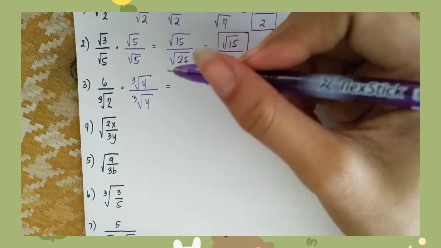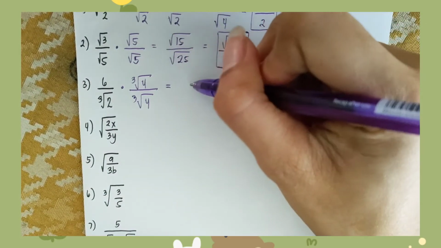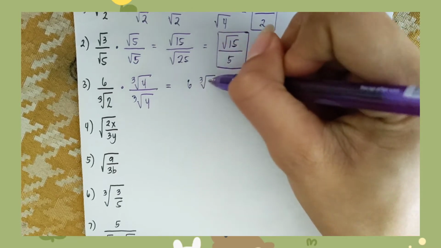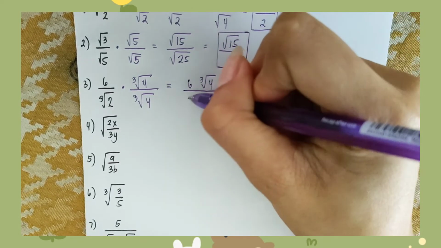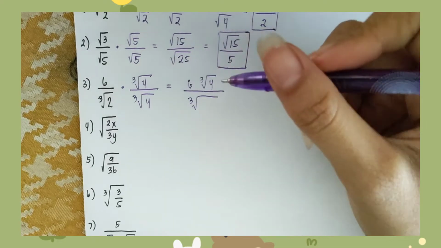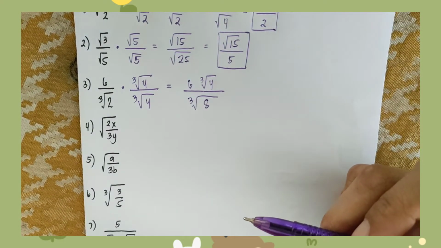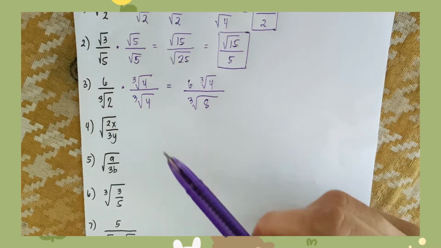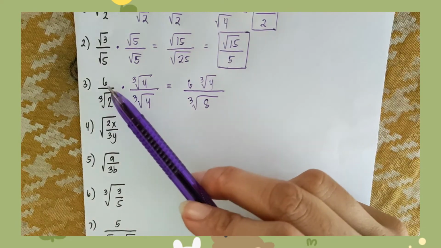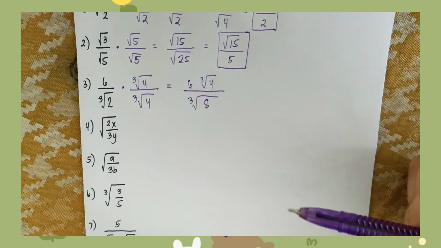Okay, so let's multiply. 6 times the cube root of 4 is 6 cube root of 4, all over the cube root of 2 times 4, which is 8. And we know that 8 is a perfect cube number. That's why we chose the cube root of 4 to multiply with our numerator and denominator.